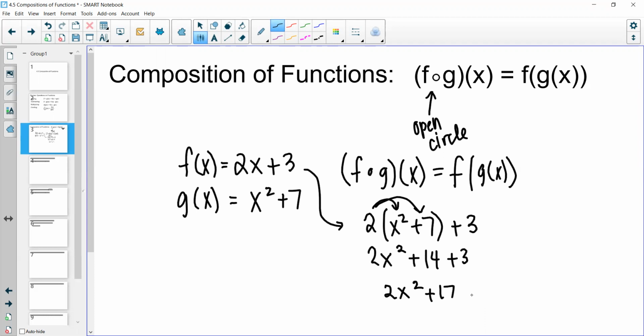What we do is we take the second listed function, so in this case g, and we substitute it in everywhere the variable is in function f. So let's take a look at a couple more examples where we rewrite these composition of functions, and then we'll talk about how we can evaluate them.